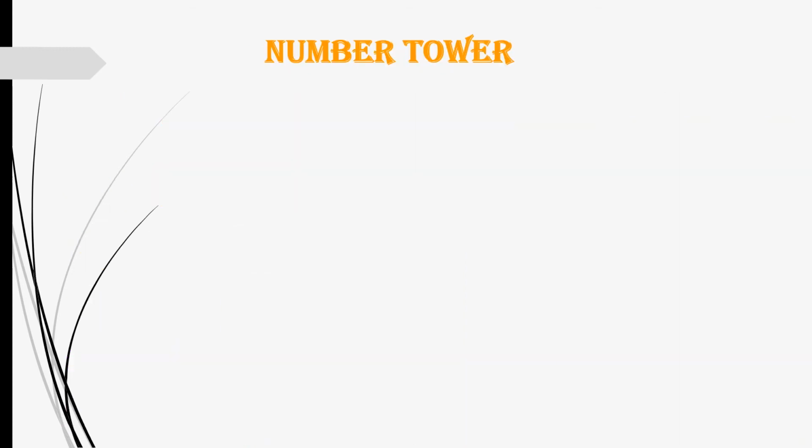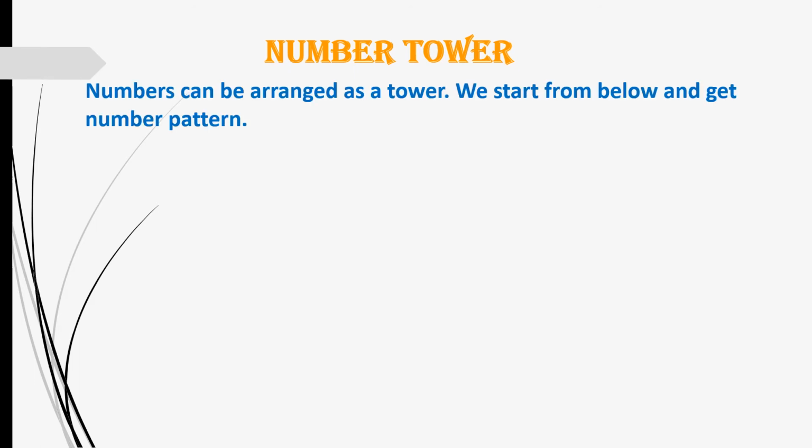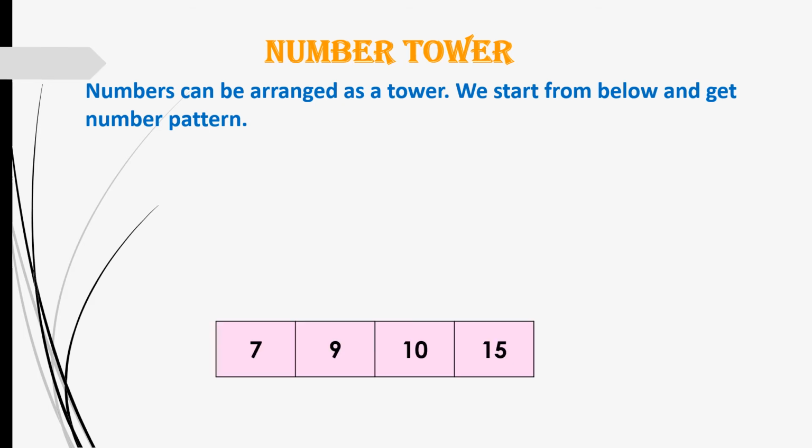Moving forward to another topic, number tower. Numbers can be arranged as a tower. We start from the bottom and get a number pattern. I have written 7, 9, 10 and 15 in the bottom level of the number tower. Then I'll just add 7 and 9 and write the sum just above 7 and 9. Okay. The total is 16.